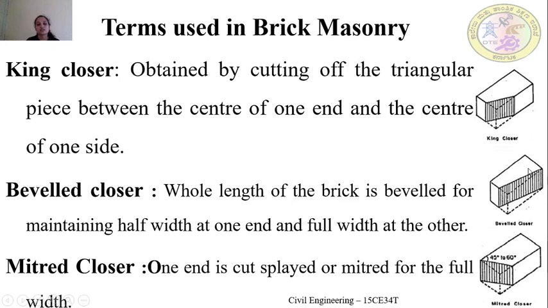Okay, next one, it is the mitred closure. So what is mitred closure? You can observe here in the full brick, one end is cut splayed or mitred for the full width. The whole width is splayed at an angle of 45 to 60 degree till the longer edge.